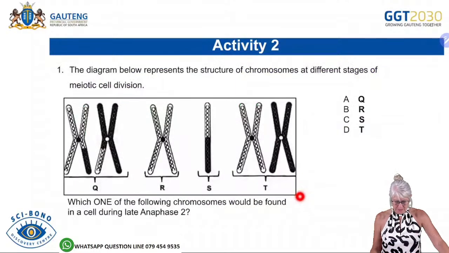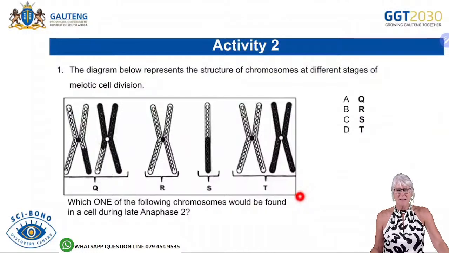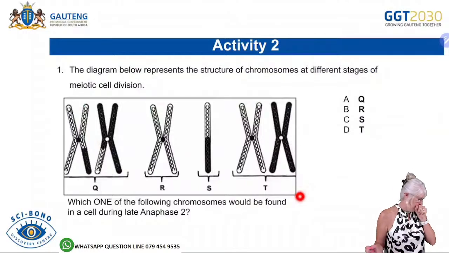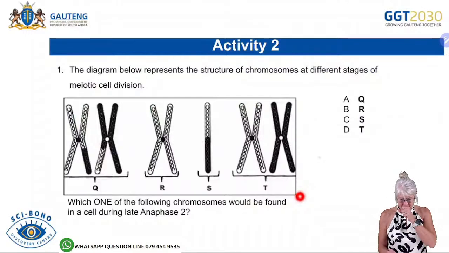Right, so let's have a look at this quick activity. You can see we can even get meiosis questions and diagrams in multiple choice questions. This one says, the diagram below represents the structures of chromosomes at different stages of meiotic cell division. We have a look at the diagram, and we can see there are 4 different diagrams that they've given us.